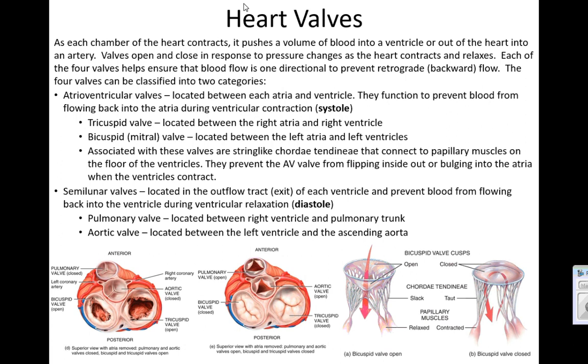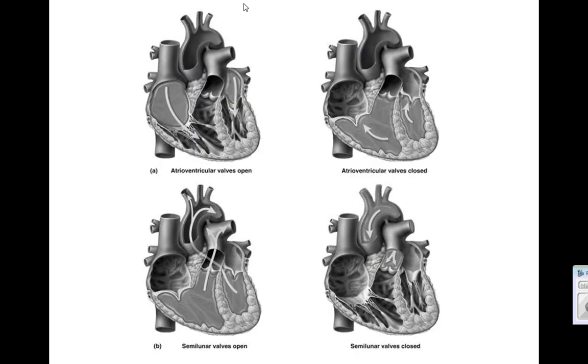The semilunar valves are not as large, but they're very important. They are associated with the outflow of blood from the heart. We've got a pulmonary valve, which is located between the right ventricle and the pulmonary trunk, and then an aortic valve, which is associated with the left ventricle and the aorta. They will let blood out of the ventricles, but not back into them. And here's what they look like as they open and close.